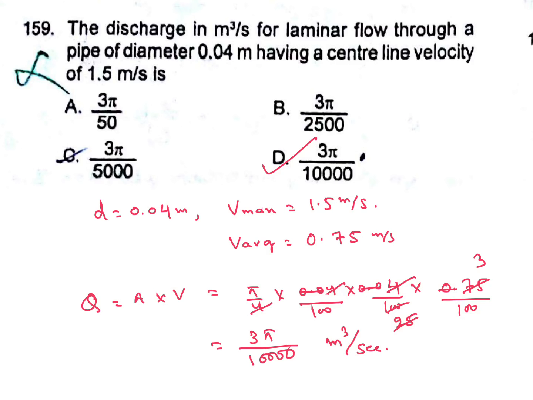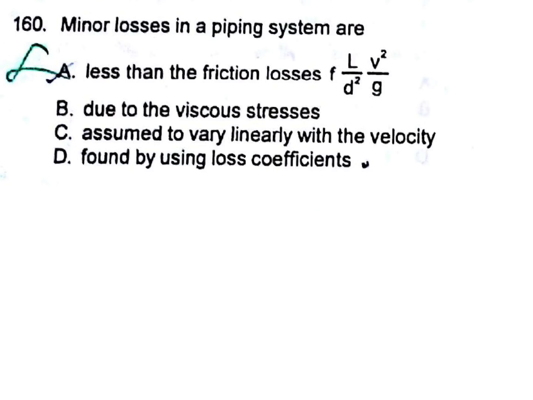Minor losses in a piping system are A less than the friction losses F L V square by 2 G D, B due to the viscous stresses, C assumed to vary linearly with the velocity, D found by using loss coefficients. D is our answer.